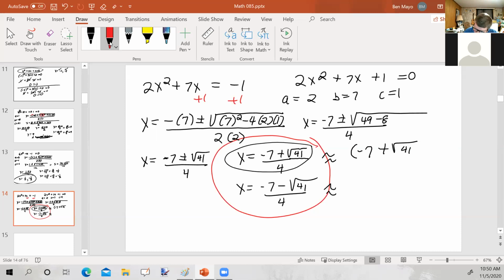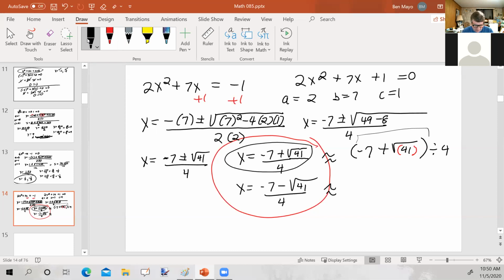Now, some of your calculators, when you put in the square root, it automatically gives you a left-hand parenthesis. If yours does that, you need to close up that parenthesis, but then you also need to close up the entire numerator and then divide by 4, okay? Because if you don't have this second set there, it's going to think you're only dividing the square root of 41 by 4, not the whole thing.